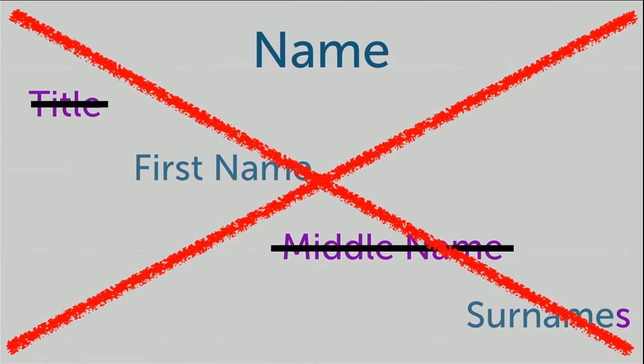Everything you think you know about names is wrong. There's a really good blog post, and I can't remember who wrote it, which is terrible, but it's basically called Assumptions Programmers Have About Names. It is a list of hundreds of things we think about names, and they're all wrong.